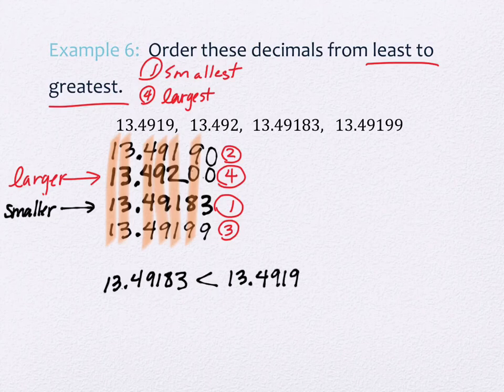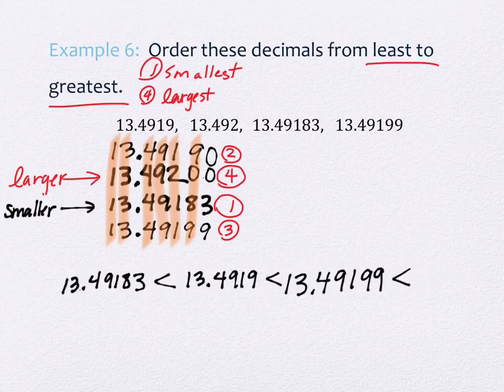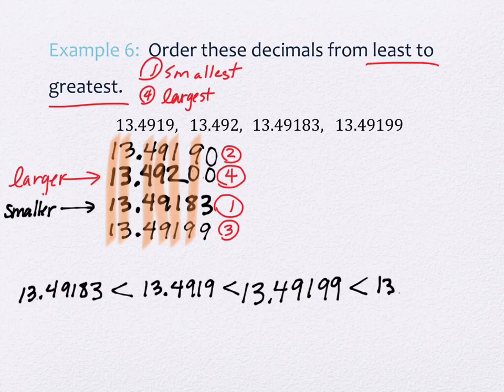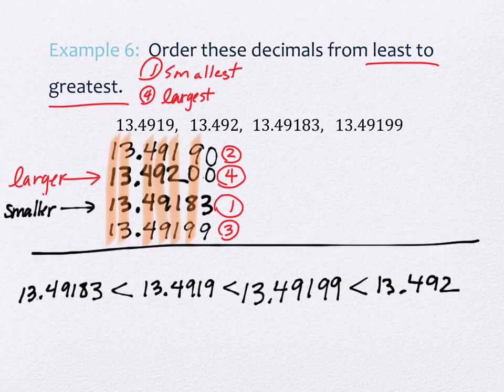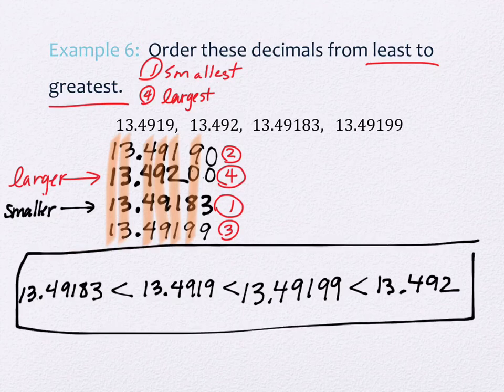The second number I had was the first one listed, 13.4919. The third one, which is the bottom on my list, is 13.49199. And then the fourth one, the largest one, is 13.49192. And you can order any number of them. This is just 4 of them, but you could have more than this. You could just have 2 of them that you're comparing and putting them in order.